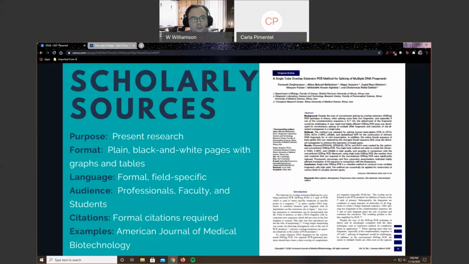And again, the language is going to be very field specific and very formal. And so a lot of times you can find these, you can purchase these, they are rather expensive, but you generally don't see these on newsstands very often.